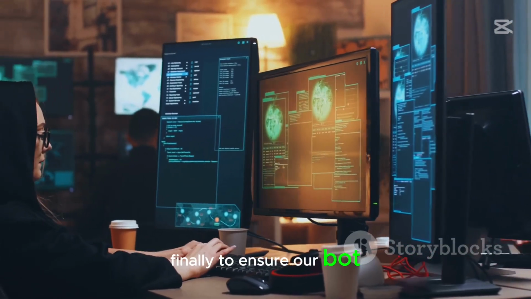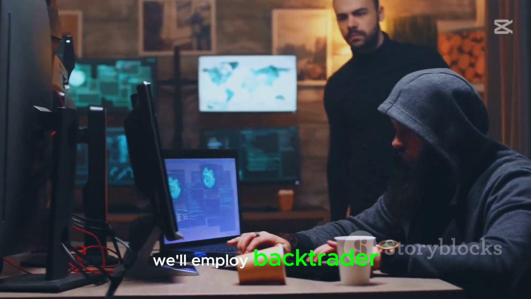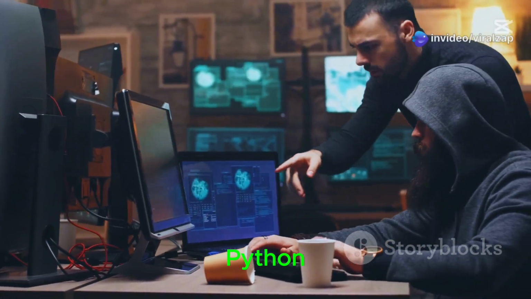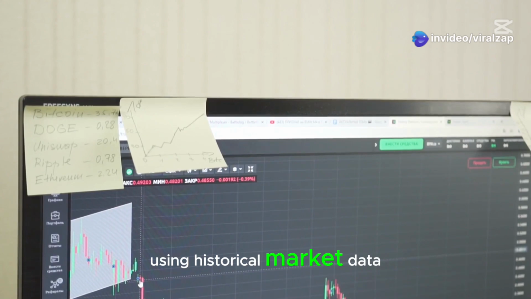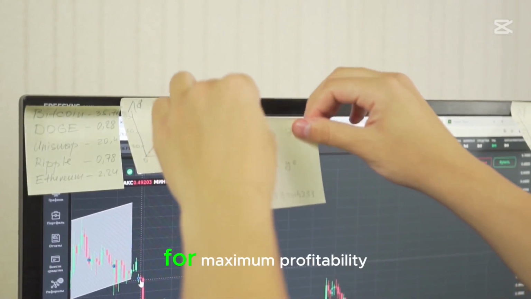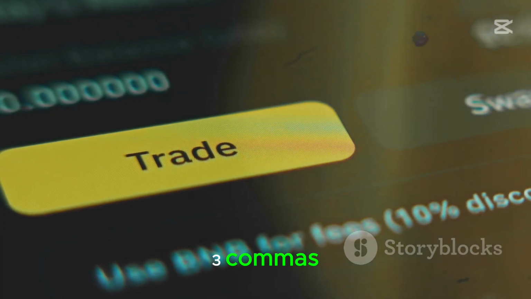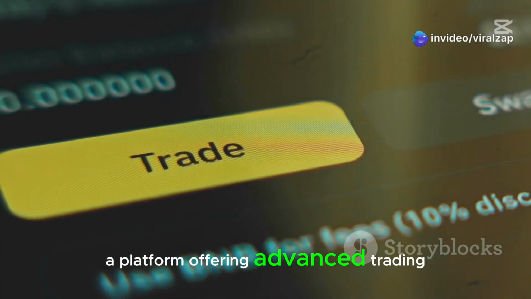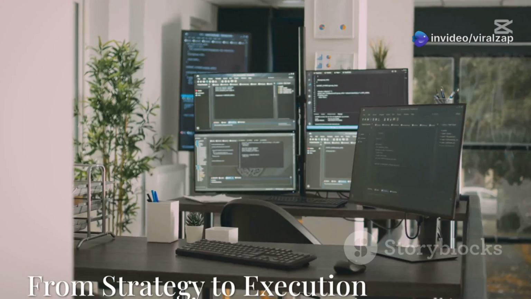Finally, to ensure our bot is battle-tested before it enters the live markets, we'll employ Backtrader, a popular backtesting library for Python. This will allow us to simulate our bot's performance using historical market data, identifying potential flaws and optimizing its parameters for maximum profitability. Optionally, we can also integrate 3Commas, a platform offering advanced trading automation tools, to further enhance our bot's capabilities.